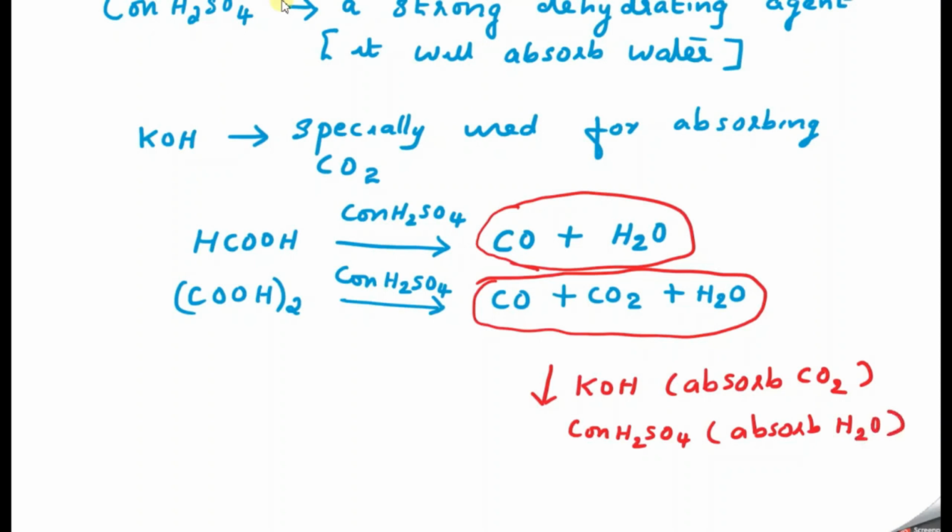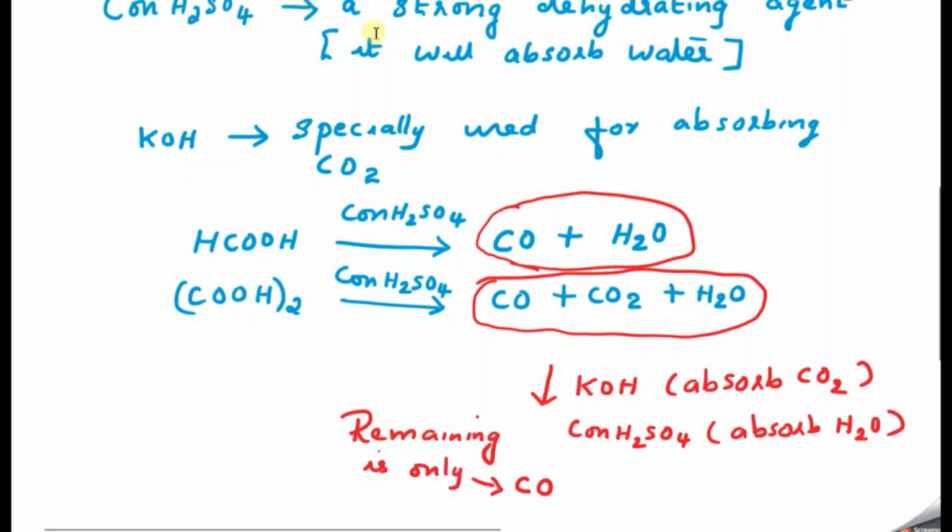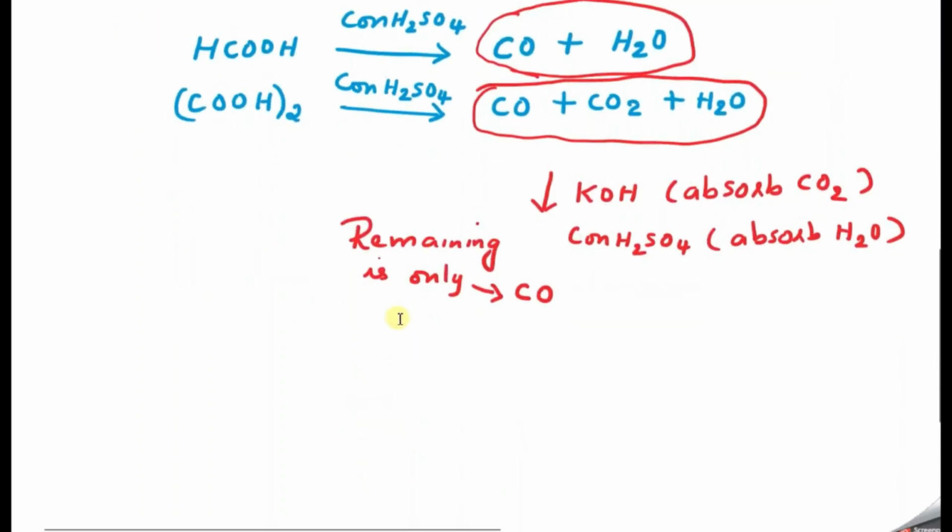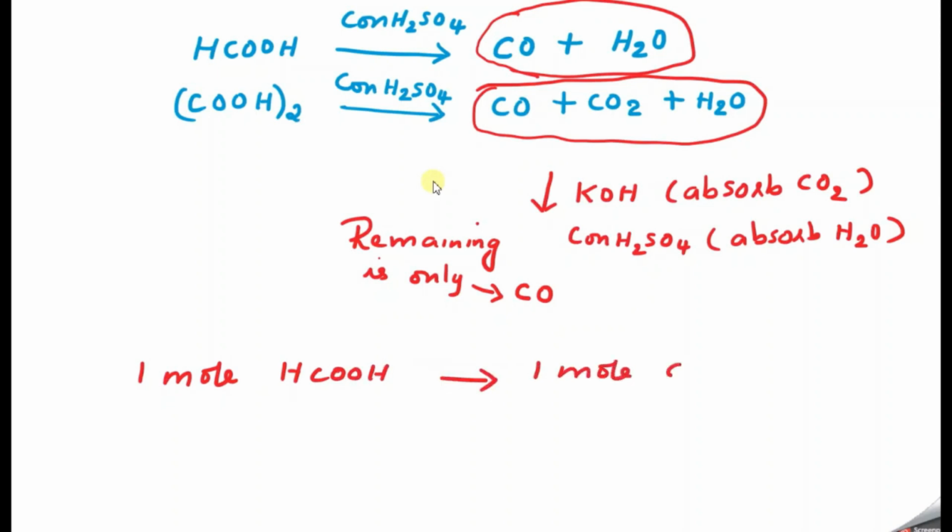So what is remaining here? Remaining is only carbon monoxide. So let's see how the carbon monoxide formation happens actually. As per the stoichiometry, I understood that 1 mole HCOOH can give rise to 1 mole carbon monoxide, correct?